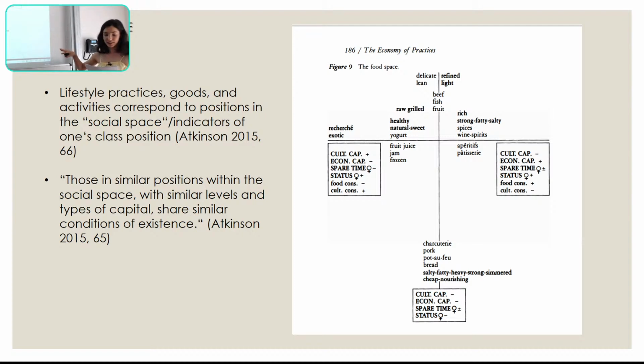Like I said, those in the lower sections have less capital, so they need to invest more time in paying bills and earning money, and so they tend to struggle to build cultural capital because they're busy keeping up their economic capital. Right.